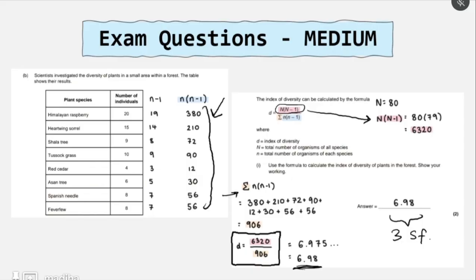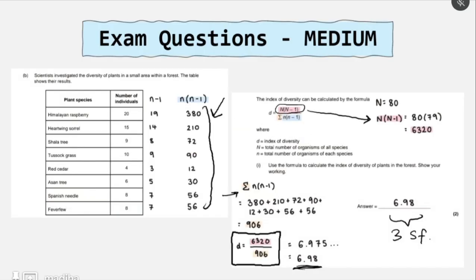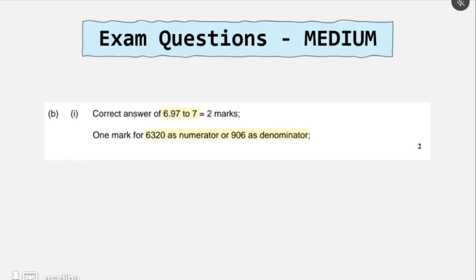We'll go through the mark scheme. Super short. If you get the correct answer, it's 2 marks. They said 6.97 to 7. They didn't round it, but whatever. They might have just truncated it. So 6.97 works, and then it goes up to 7, so you could have literally just written 7 as well, it's fine. So anything in between. And then you get 1 mark if you didn't get the correct answer, if you got a wrong answer, they would give you 1 mark for the numerator or the denominator being right.